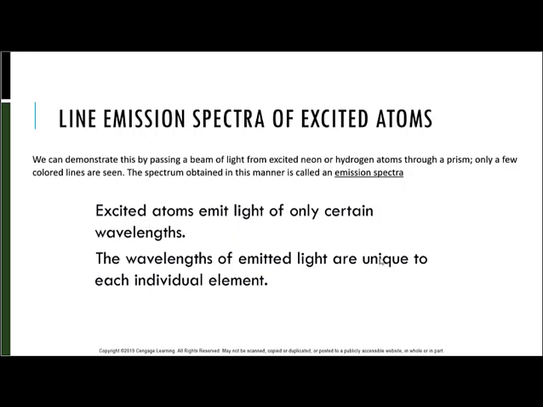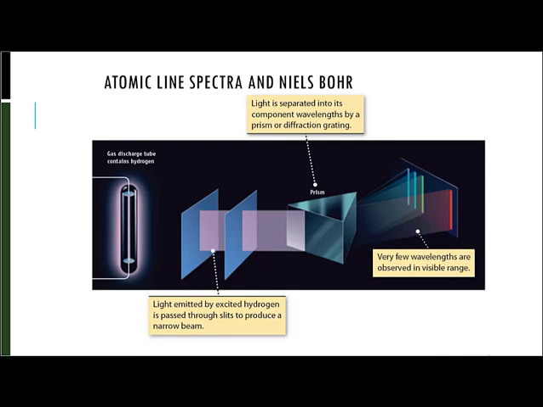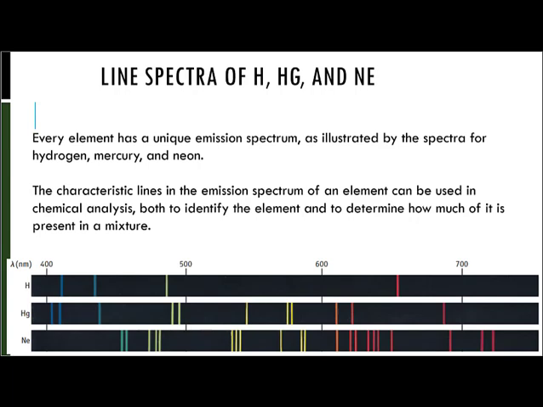Excited atoms emit light of only certain wavelengths, and the wavelengths of emitted light are unique to each individual element. We can see here that we have our excited gas, let's say this is our hydrogen, giving off this glow. It goes through this beam of light, through the prism, and the wavelengths that are observed in the visible range are unique for that specific element.